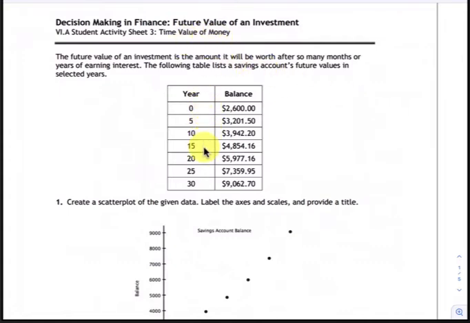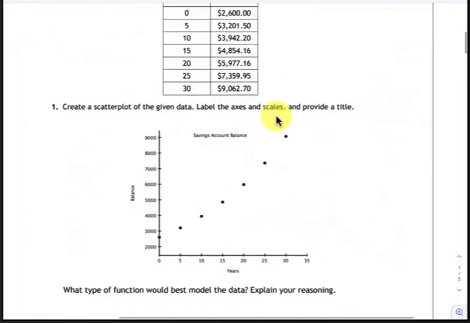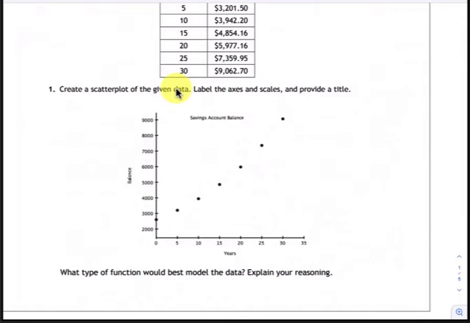Here we have a table that represents the number of years in the left column and the balance in the right column. So after year 0, we have a balance of $2,600. After 5 years, we have a balance of $3,201.50. All the way down to 30 years, and the balance would be $9,062.70.